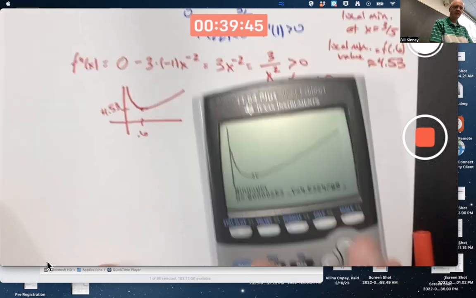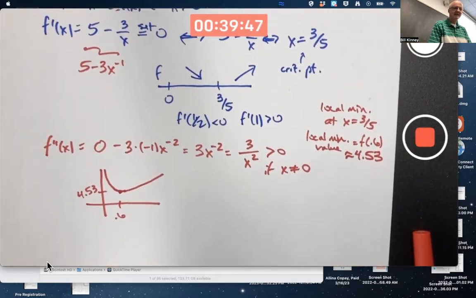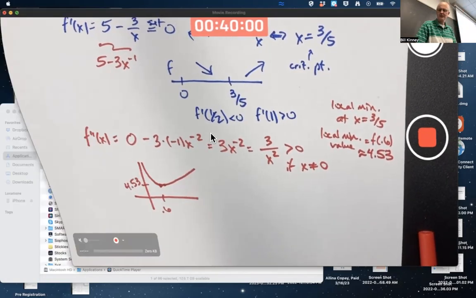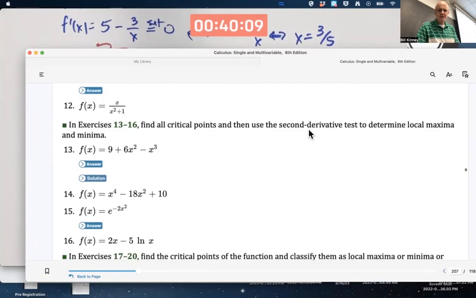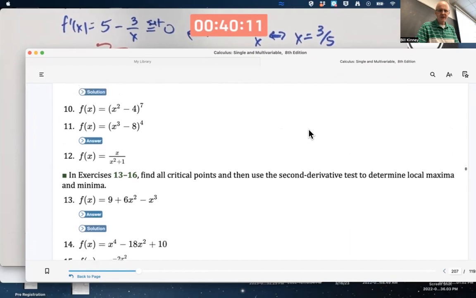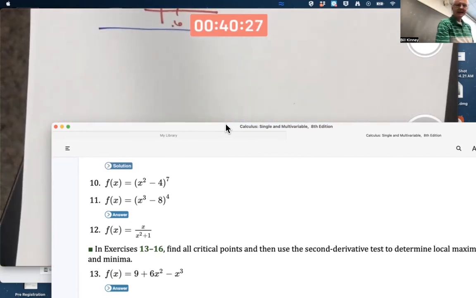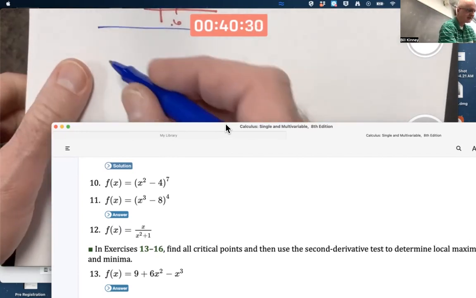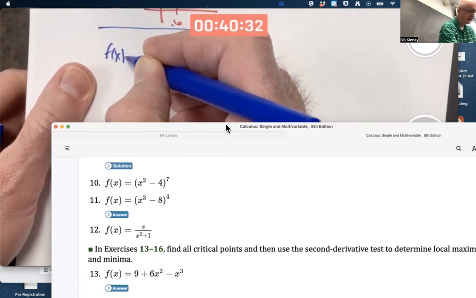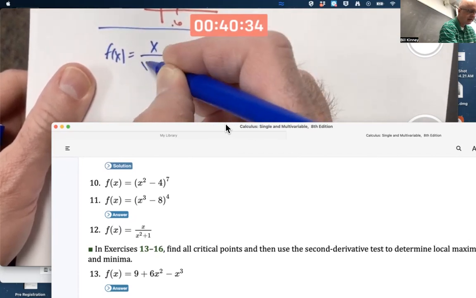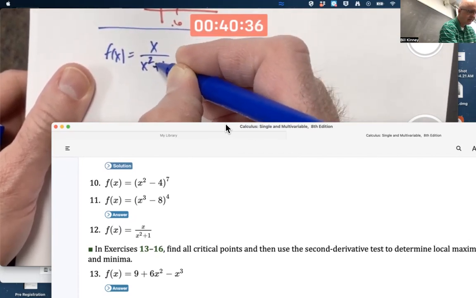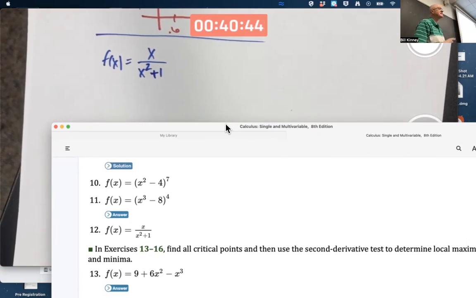You know from what we've just done here, the exact min is at x equals 3/5, exactly 0.6. Another example. Oh, maybe we should pick one that's a fraction, like number 12 there. f of x is x over x squared plus 1. This is actually something whose shape you should be able to draw without calculus.